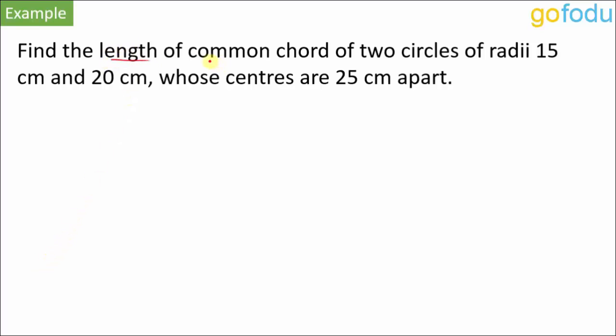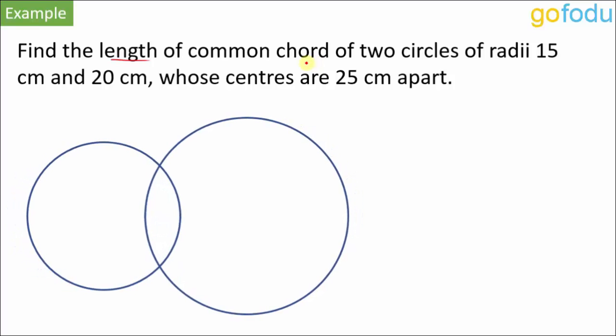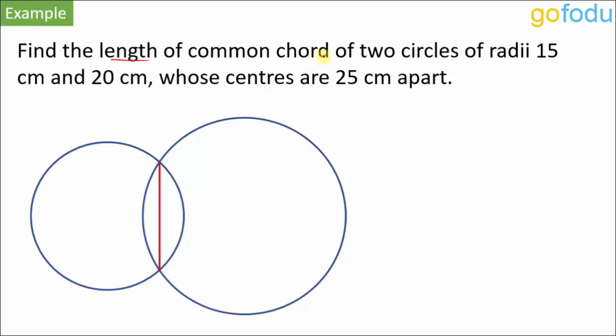Find the length of common chord. We have a common chord, that means the two circles will be intersecting each other. The radii of two circles are 15 and 20 centimeter. The centers are 25 centimeter apart. That means this segment is 25 centimeter and we have to find the length of this red segment.